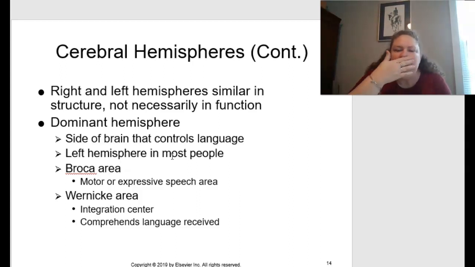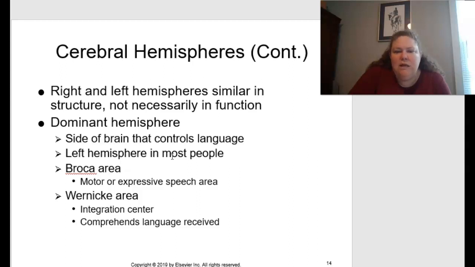Okay, so your right and your left hemispheres are similar in structure, but not necessarily function. You do have a dominant hemisphere, and this would be the side that controls the language. So usually this is the left hemisphere in most people, but it can flip-flop, okay? You also have Broca's area, and this is very important because this is where we have our motor or expressive speech located in our brain.